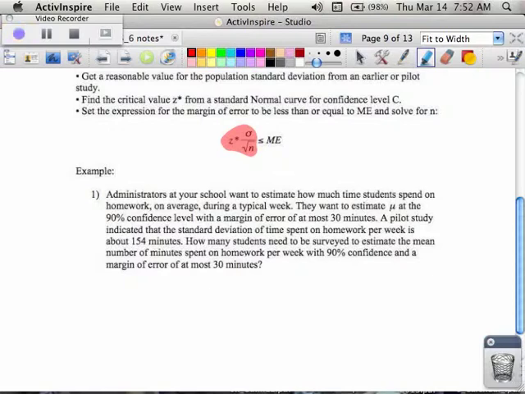administrators at our school want to estimate how much time students spend on homework on average during a typical week. They want to estimate mu at the 90% confidence level with a margin of error of at most 30 minutes. Notice they're not talking about a decimal, they're talking about a number value. A pilot study indicates that the standard deviation is 154 minutes. Holy Hannah. How many students need to be surveyed to estimate the mean number of minutes spent on homework per week with a 90% confidence and a margin of error of at most 30 minutes?